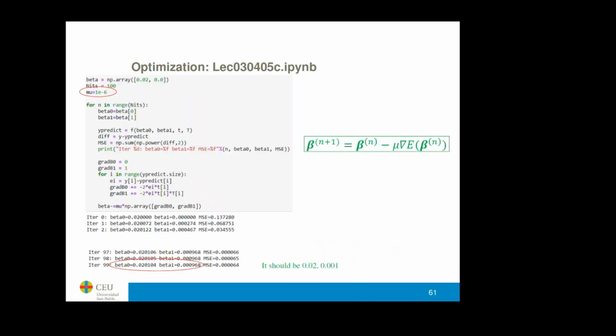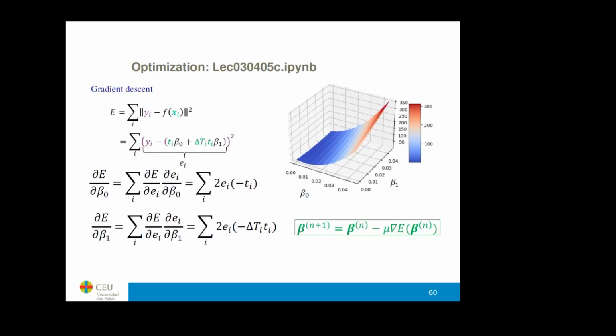So this is the error that you commit for each one of the entries, and the derivative of that error with respect to beta 0. Okay, this is my observation, this is my prediction, this is the error. Derivative of E with respect to the error is twice I, and then derivative of the error with respect to beta 0 is minus I. There it goes.